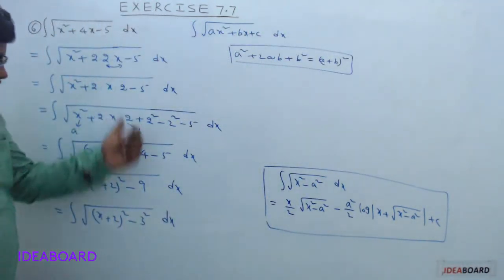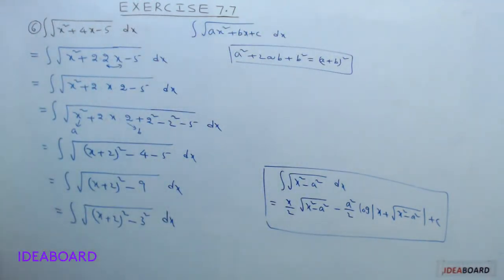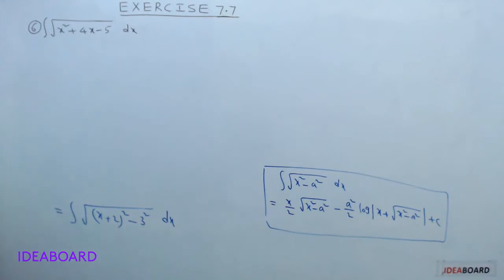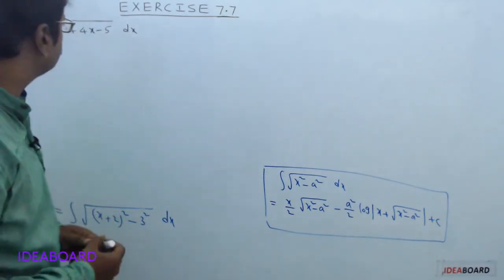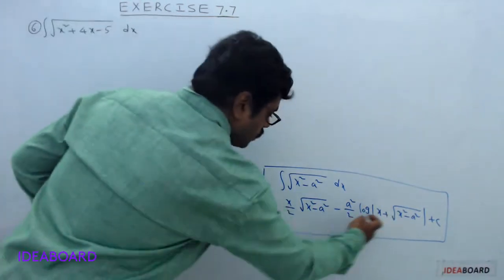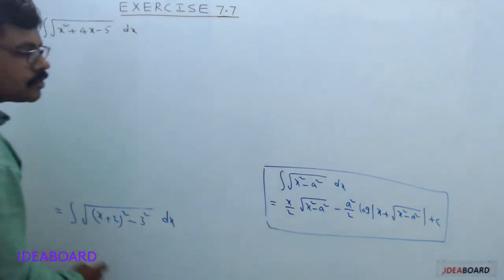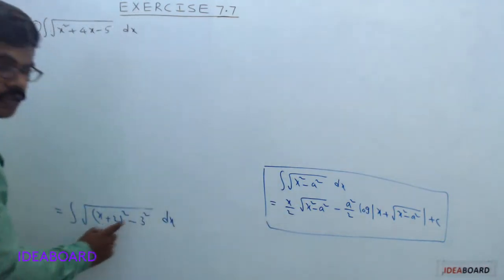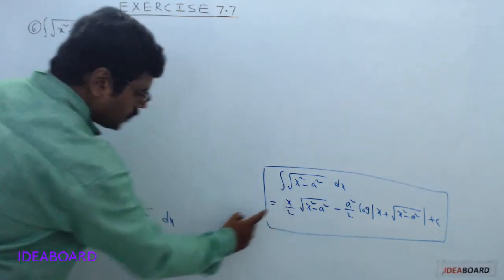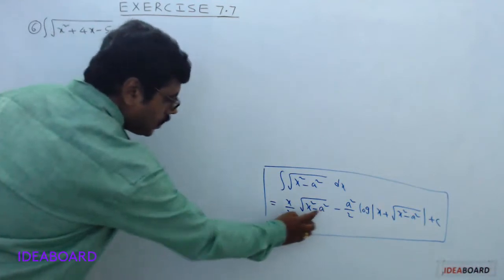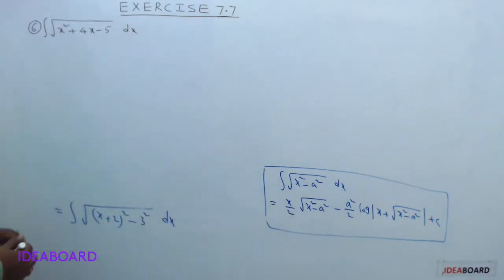Now first write down these steps, then we will discuss the continuation. Now see the continuation. Now in this expression you replace x with x plus 2 and a with 3. Once again, replace x with x plus 2 and a with constant 3.